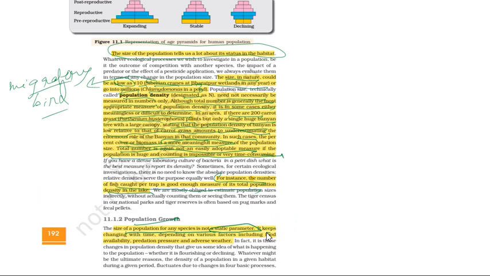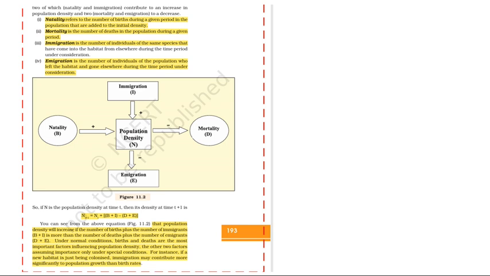It keeps on changing with time depending on various factors including food availability, predation pressure and adverse weather. Okay, let's move to the next part. See, natality and all these are given. Natality refers to the number of births during a given period in the population that are added to the initial density. Initial density means population density. Mortality is the number of deaths during a particular period.